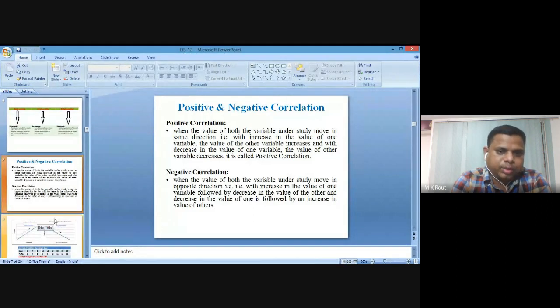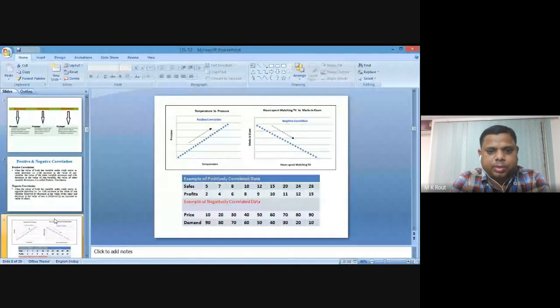If you go to the example of positive and negative correlation, here is the typical example. For positive correlation, that is pressure versus temperature. If the temperature increases, automatically the pressure also increases. But for negative, for example, exam marks versus how many hours you spend watching TV, these are very much negatively correlated, because if your marks increase, that means the hours spent watching TV decrease.